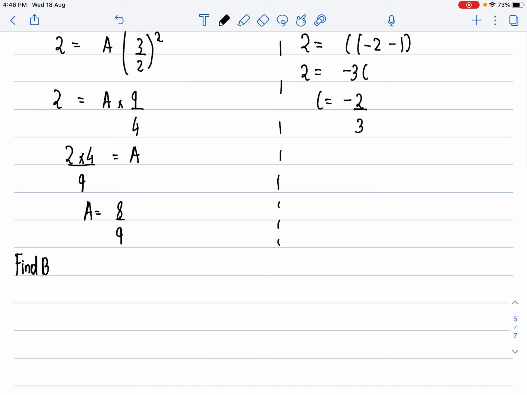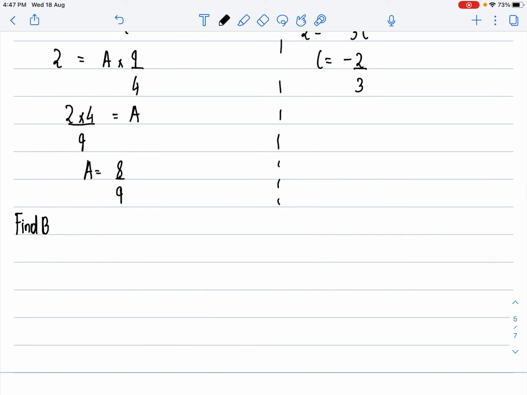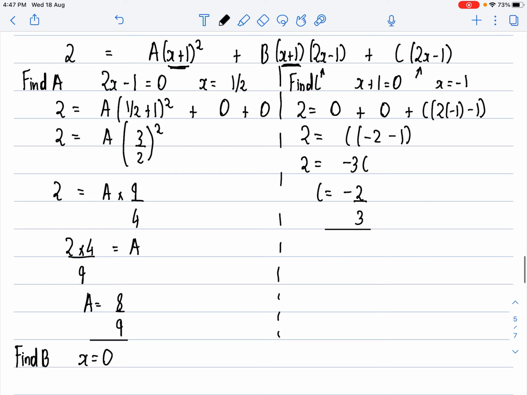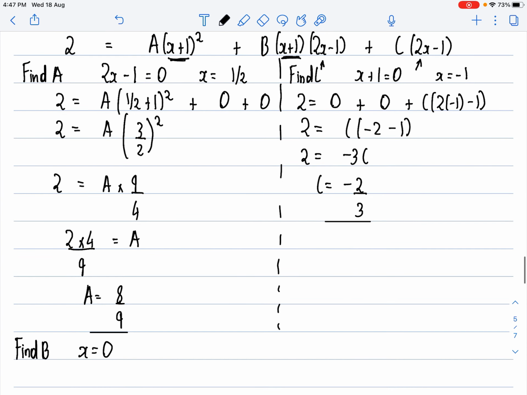Now what I need to do is find b. So for finding b, you have the value for a, you have the value for c, and now the value for x you take as 0. This is what you basically do. So you get 2 equals, your a here is basically 8 over 9. Correct? You get your a as 8 over 9.